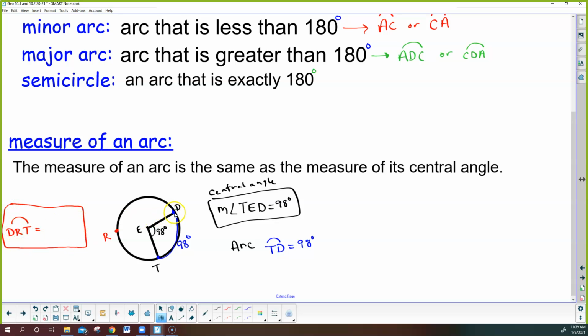Well, we know that if I start at D and I go through R to T, that has to be everything but the 98 degrees. Well, we know a circle is 360 degrees, so if I subtract the part that I know, that's going to give me the part that I don't know. So if we subtract that, that should be 262, I believe.